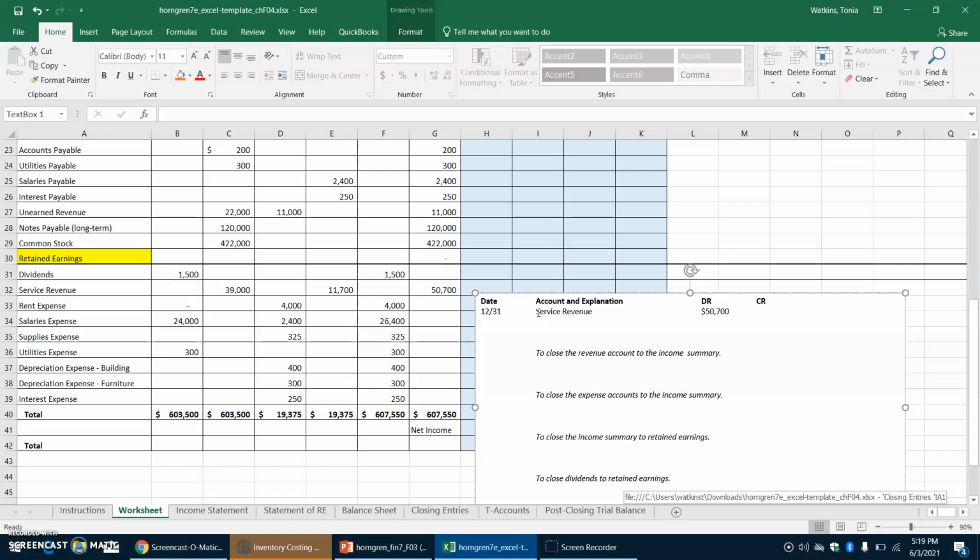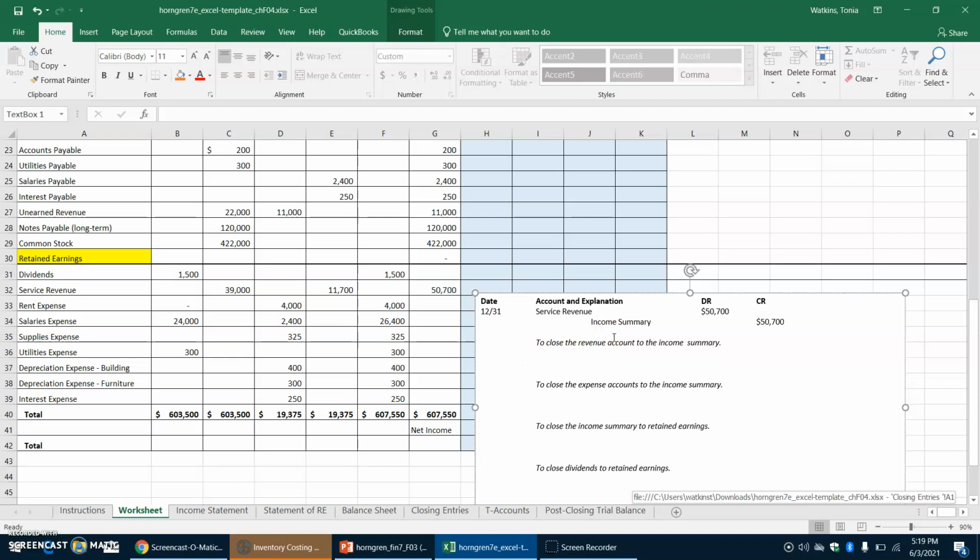Okay, and my credit now is income summary. That's step one. Close all revenues to income summary. Okay, that is step one. If you've got more than one revenue, then you're just going to list them all here. They'll all be debits. Okay, so that is to close the revenue account to the income summary account.